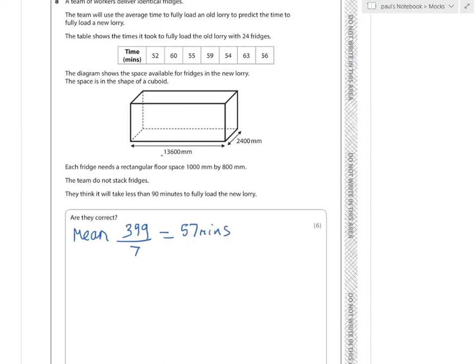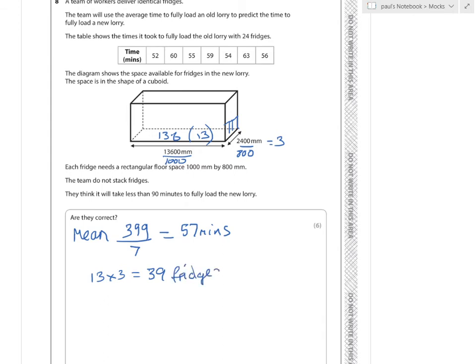Okay, now how many fridges can we get in here? So 24 divided by 8 is 3, so they can get 3 fridges that way. We're not loading them on top of each other. Now what about this one? That divided by 1000 is 13.6, so we can only get 13 on there. So we're going to get 13 times 3, which is 39 fridges.